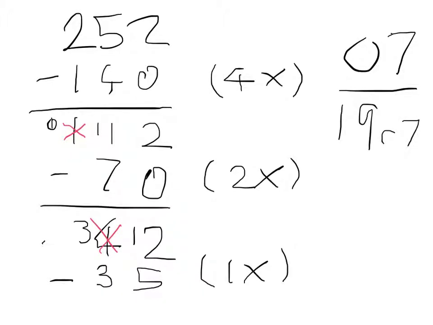All the way, we subtracted 350, then 140, which was 4 lots of 35. Then we subtracted another 70, which was 2 lots of 35. And we subtracted 35, which was 1 lot of 35. And we ended up with our final answer of 19, remainder 7. So, let's see all the steps that we did. This is always a thing that I like to do. I check over my steps.